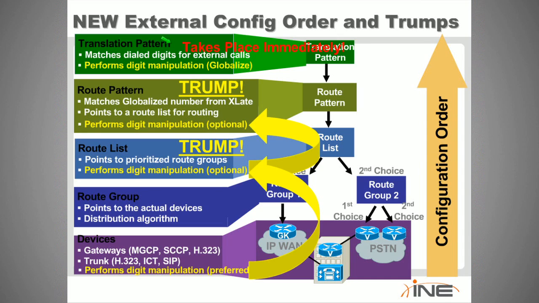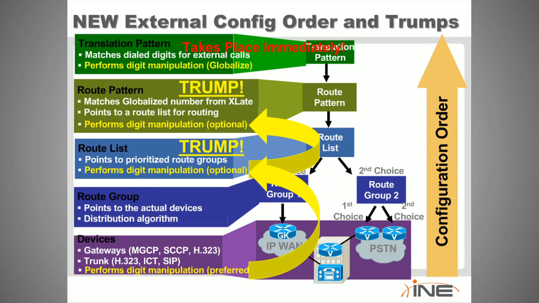So we're first going to globalize on the ingress at the translation pattern, and then we're going to localize, that is, we're going to perform digit manipulation again on the called number at the egress, which will be the device, the trunk or the gateway, based on called party transformation CSS and pattern matching. Yeah, Michael, you had a question? Go ahead.